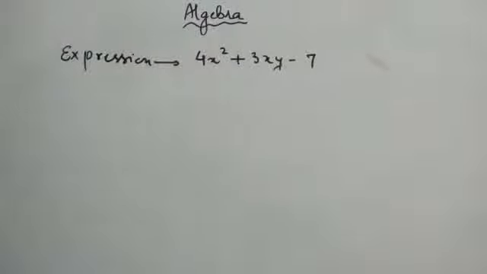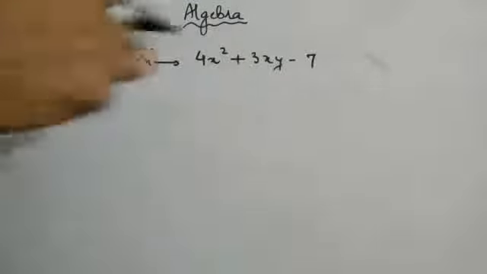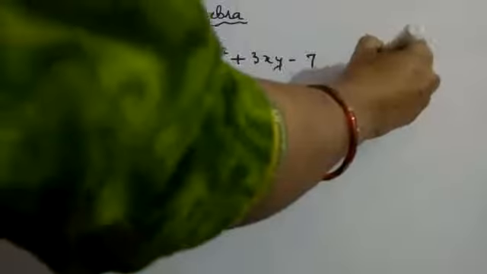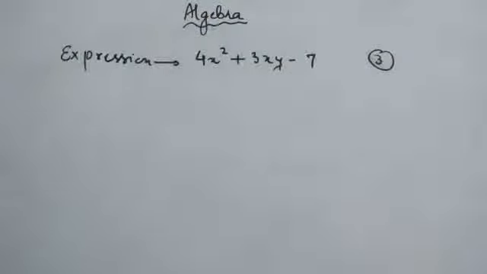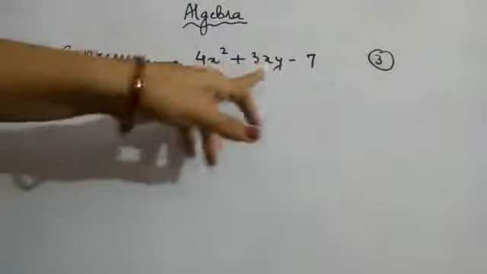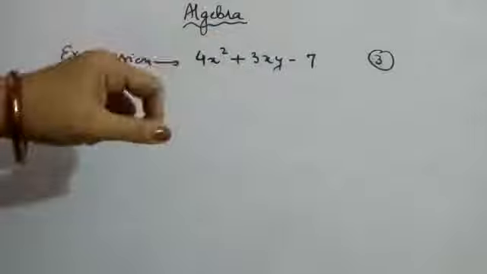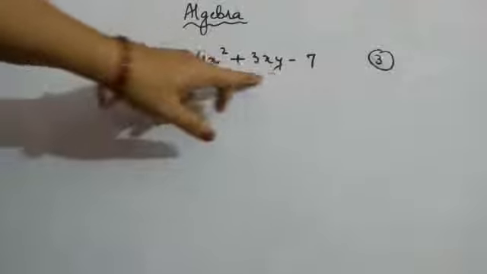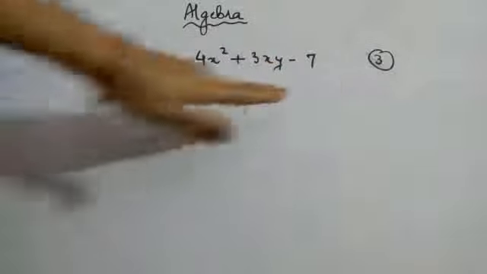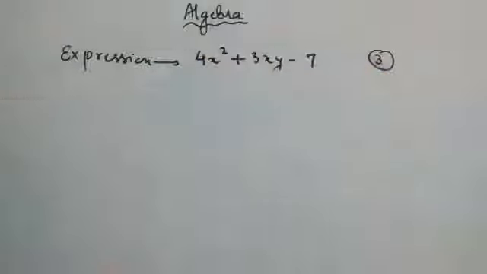According to the terms in the expression, the algebraic expressions are given certain names. Okay. Now, how many terms are there in this expression? There are 3 terms. How do we count the number of terms? The terms are differentiated by a plus or a minus sign, not by a multiply sign or a divide sign. So this is one term, this is another term, and this is the third term. So there are 3 terms in this expression, and according to the number of terms, the expressions are given certain names.